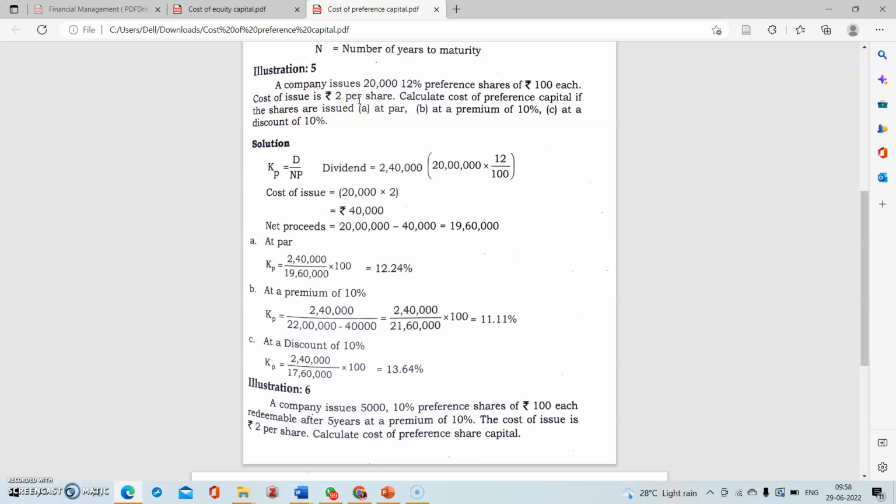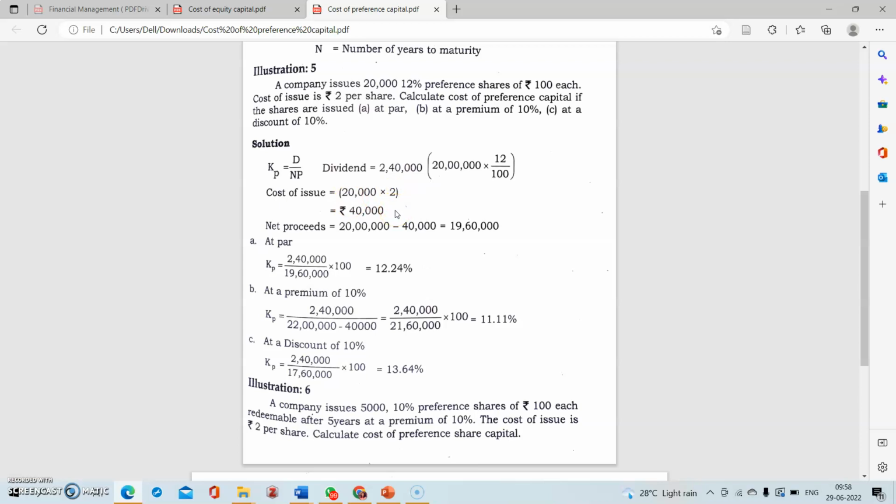So that is applicable in all the cases, and that is cost of issue. In all these cases you incurred a cost of rupees 2 per share, the issue cost of these shares. So flotation cost, that is cost of issue, is 20,000 into 2, that is 40,000.